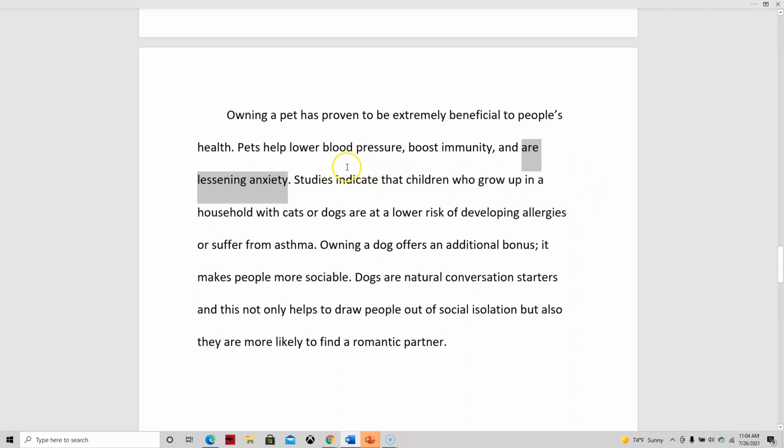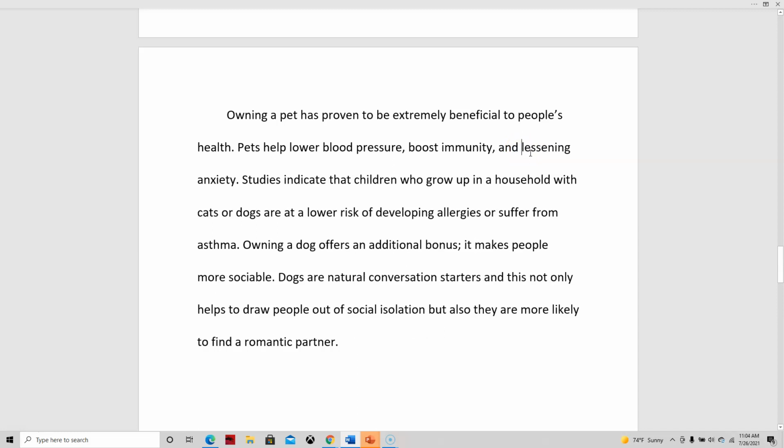Well, why don't we just make it consistent with what we have here? Lower blood pressure, boost immunity, and let's get rid of this verb, lessen anxiety. I think it's going to sound better. Pets help lower blood pressure, boost immunity, and lessen anxiety. Okay, good. Let's continue. Studies indicate that children who grow up in a household with cats or dogs are at a lower risk of developing allergies or suffer from asthma. Again, that sounds a little off. Here we have developing allergies, but over here we have suffer from asthma. So what can we do to make it parallel?